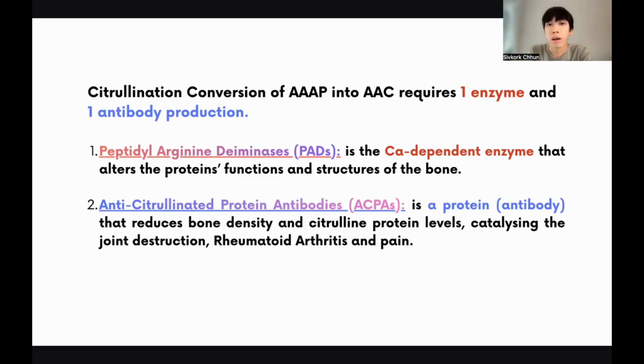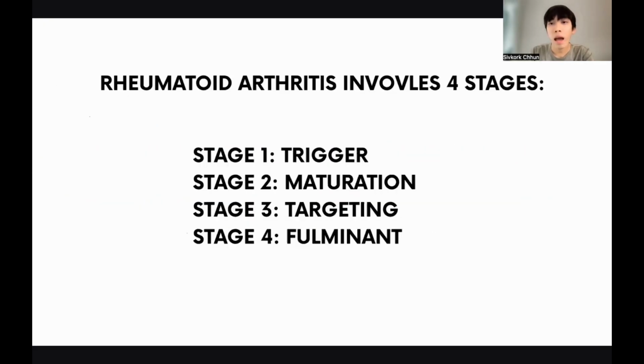So rheumatoid arthritis and pain may occur when there is overproduction of anti-citrullinated protein antibodies, or when the ACPA level is very high in the blood test. So these are the causes of rheumatoid arthritis, and it is classified into 4 stages. Stage 1, it triggers. The root cause is not just the citrullination process, which means the alteration of protein production, but also the environmental triggers in stage 1.